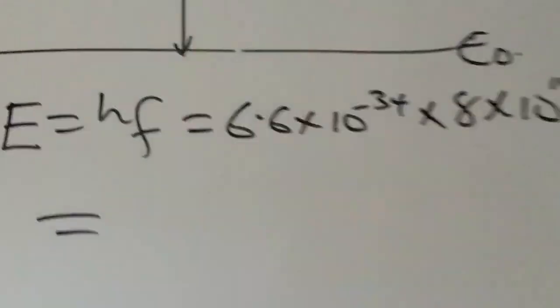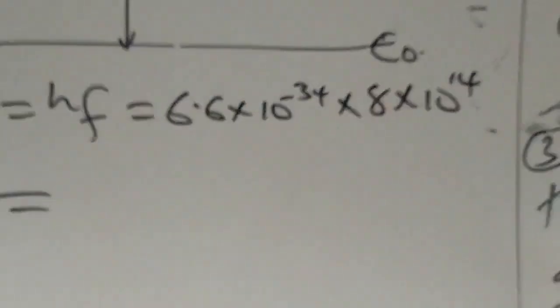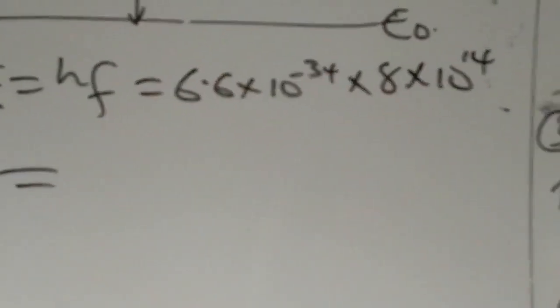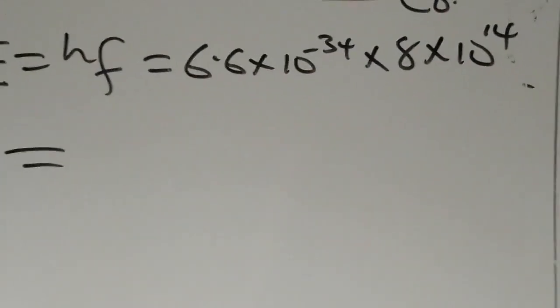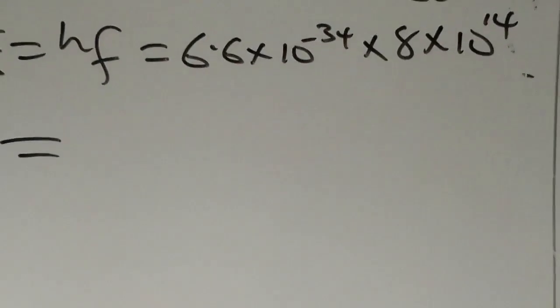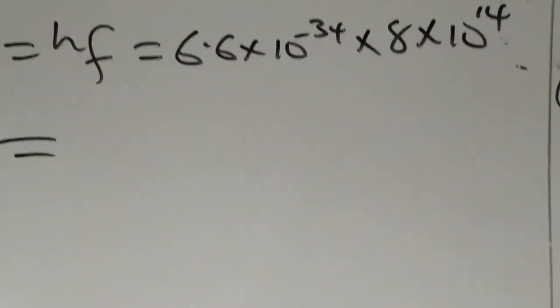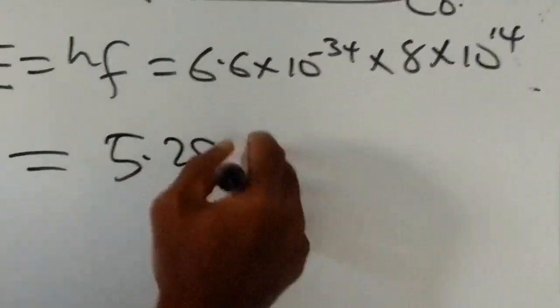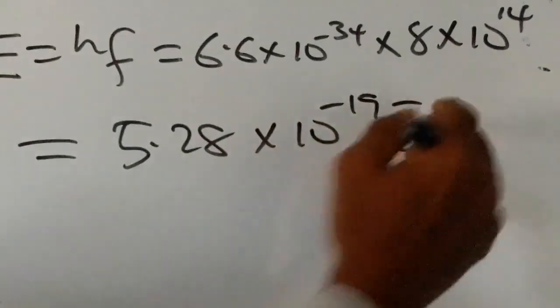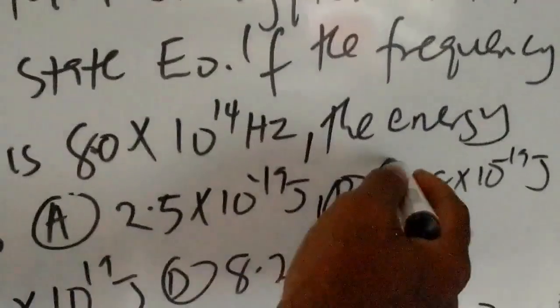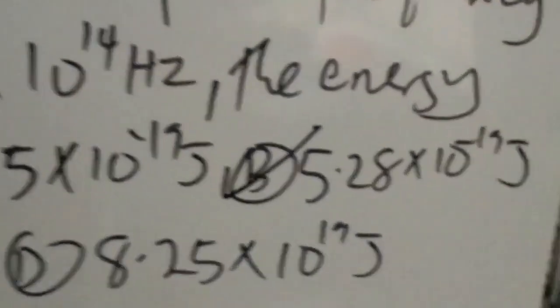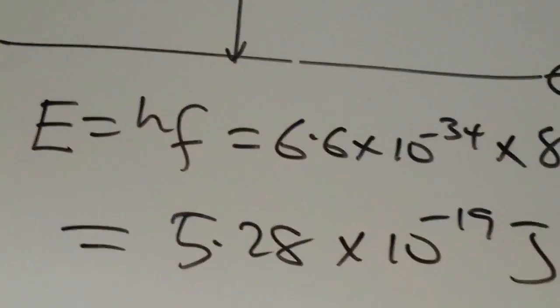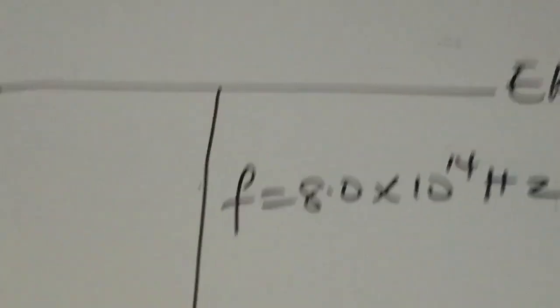When we solve, the energy emitted is going to be 5.28 power minus 19 joules. So you go to the question, the correct option there is option B for this question. So watch our work and remain focused as we go to the next aspect of this video.